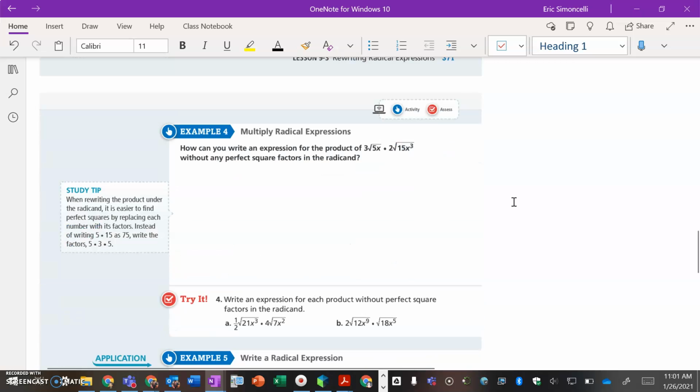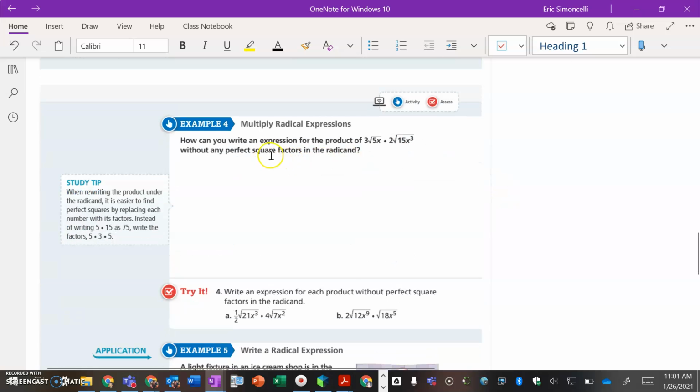Example 4. How can you write an expression for the product of 3 root 5x times 2 root 15x cubed without any perfect square factors in the radicand? Well, as it turns out, one of the properties we've already discussed when it comes to splitting up roots also applies to bringing them together, so to speak. Finding the product, as you'll see here in a moment, will demand just that, bringing them together.